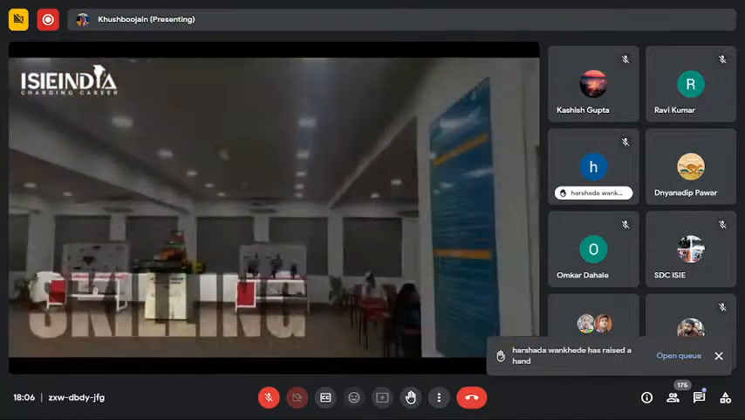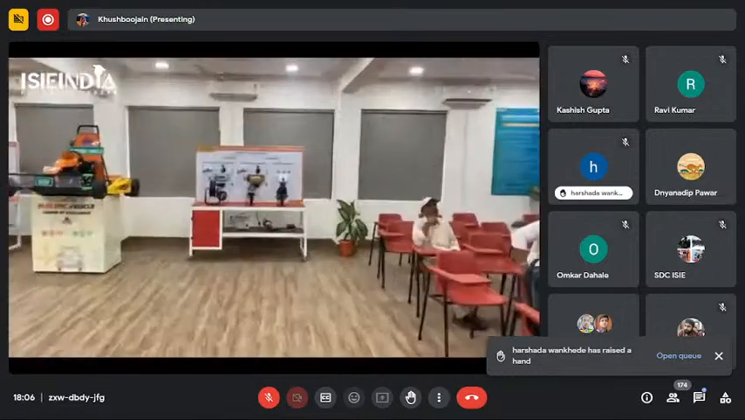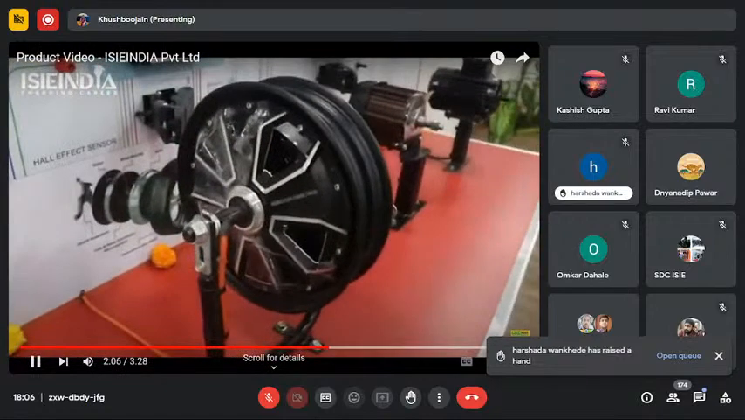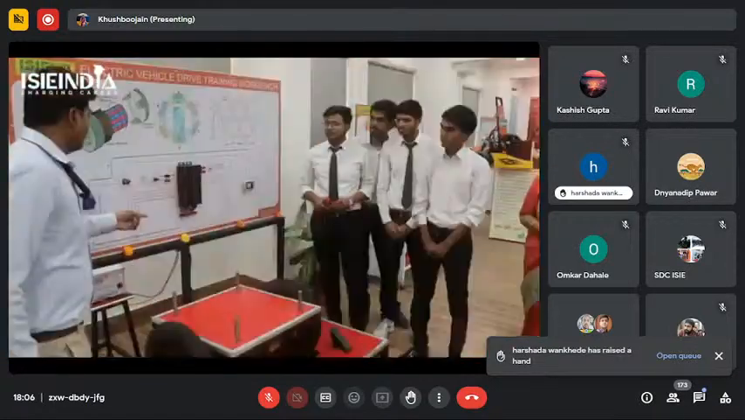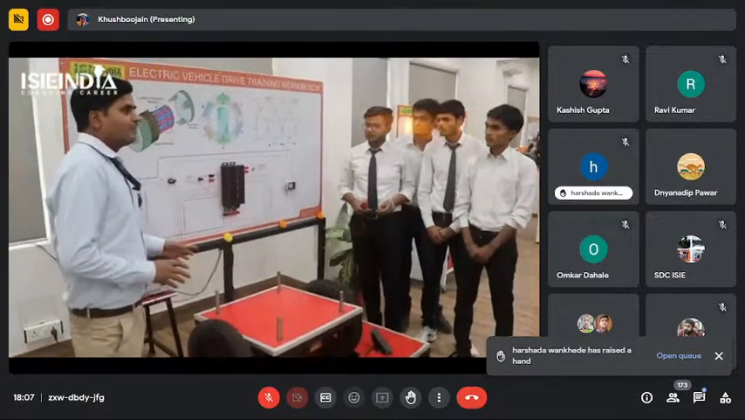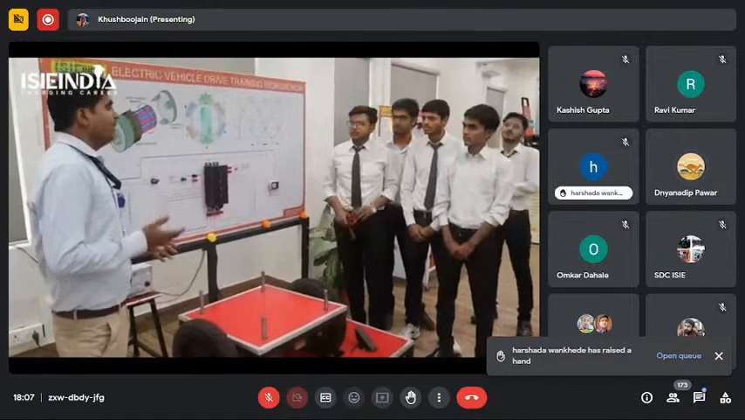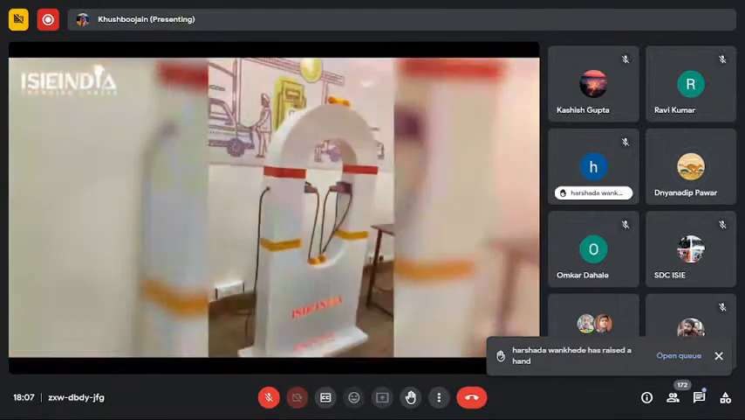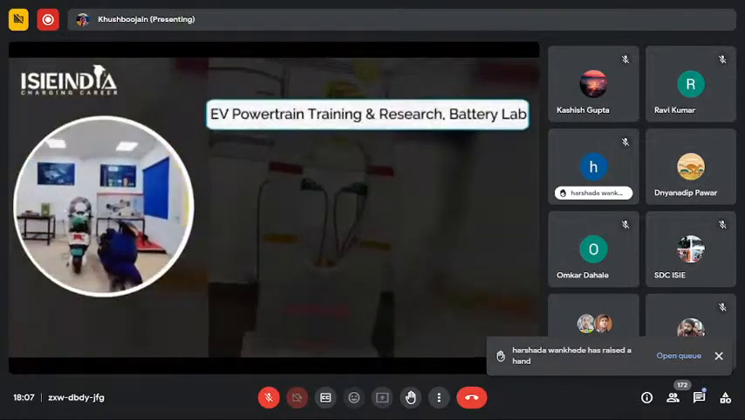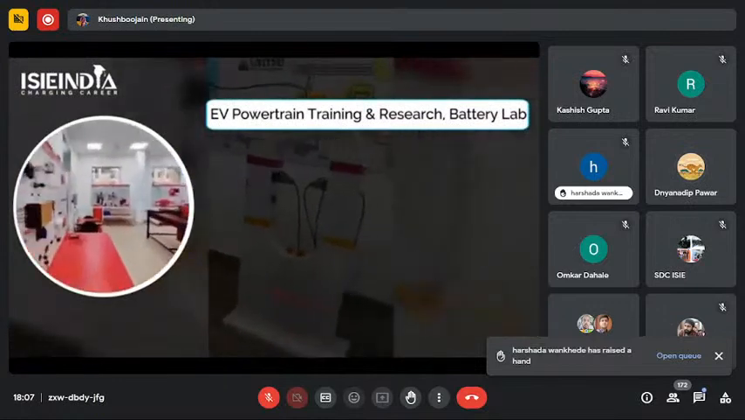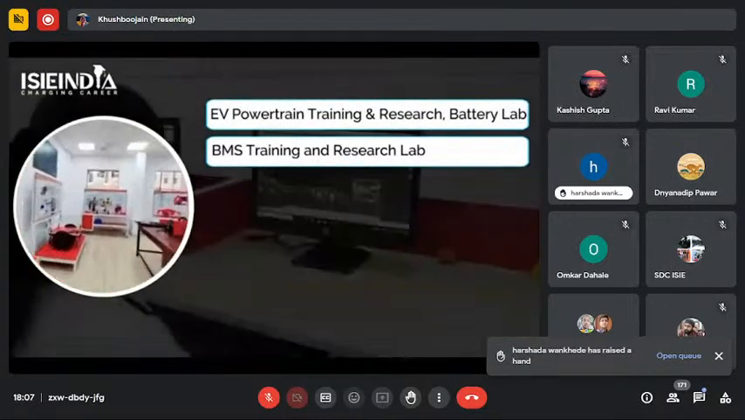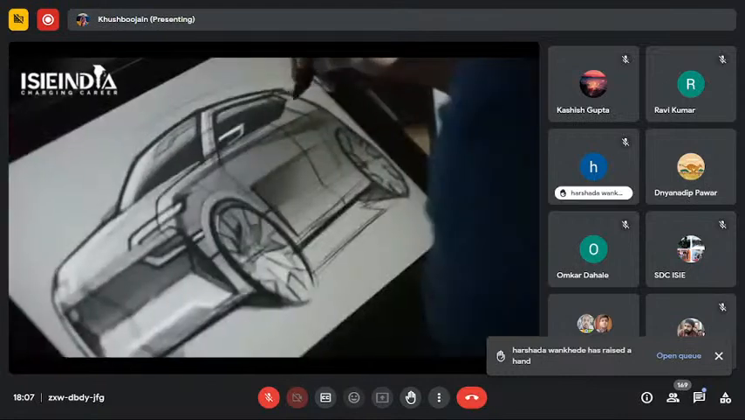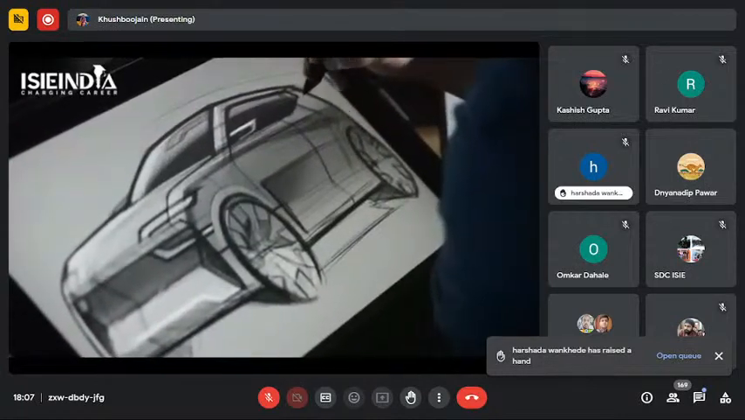Along with the courses for skilling, reskilling and upskilling, at engineering institutes across India we are setting up a state-of-the-art facility, a Center of Excellence for e-mobility research and skill-based education, equipped with research and project-based learning-oriented experimental setups. This Center of Excellence is not only limited to educating students, but will also be utilized for research, innovation and product design and development. It is a combination of 6 labs: EV powertrain training and research lab, battery BMS training and research lab, EV charging and battery swapping lab, software modeling and simulation lab, innovation lab and renewable energy lab. Each lab consists of a number of customized workbenches and machineries.